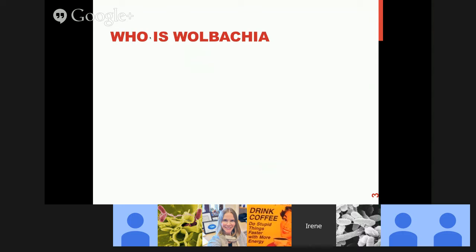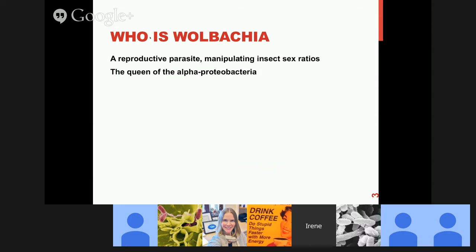So just to highlight who Wolbachia is, obviously the reproductive parasite that manipulates these insect sex ratios. I think of it also as the queen of the alphaproteobacteria. So it infects 40 to 60% of insects on the planet. And that's a staggeringly large number of different species that are infected, making Wolbachia likely the most prevalent intracellular infection on planet Earth. That is not counting the mitochondria. It is also the infection that keeps on giving.